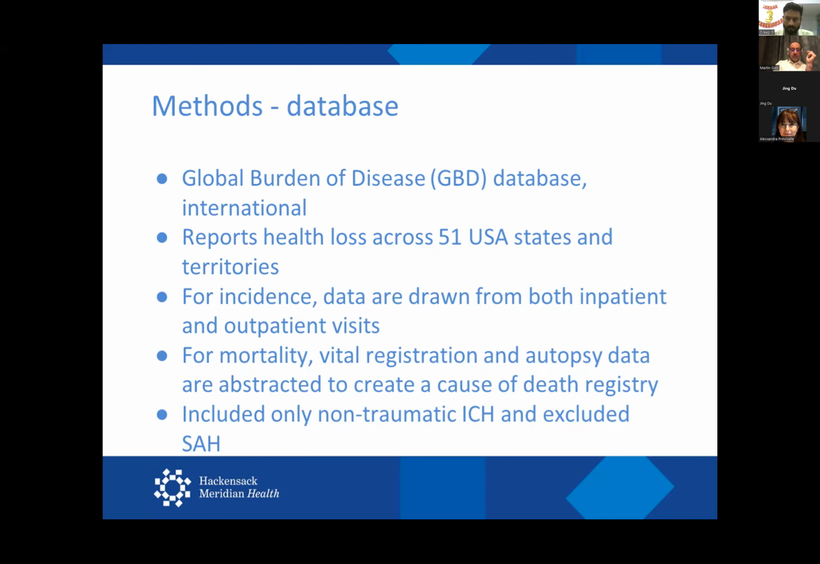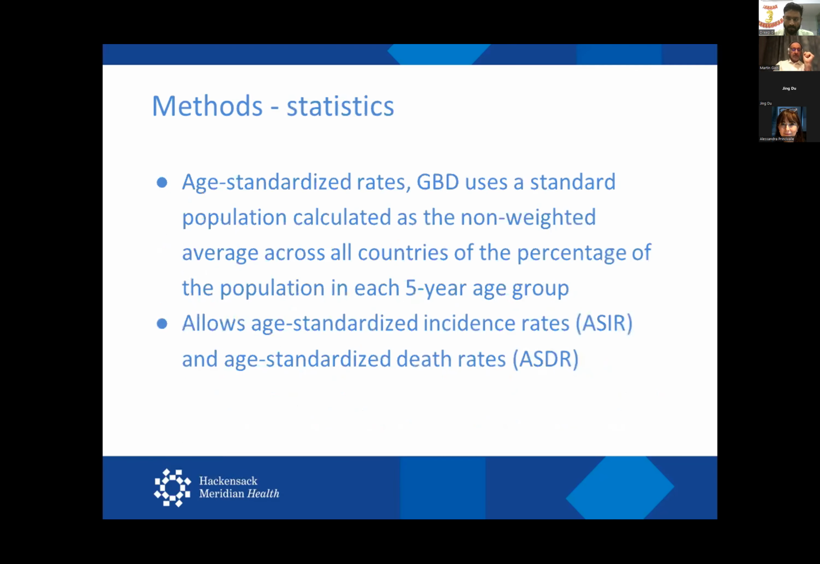For mortality, we looked at the vital statistics of cause of death as well as autopsy data, and we abstracted those together to create a cause of death registry. And we included only non-traumatic intracerebral hemorrhages, and we specifically excluded subarachnoid hemorrhages. So again, we're just talking about rupture of blood vessels within the substance of the brain. Next slide.